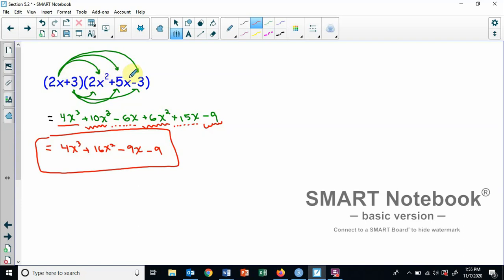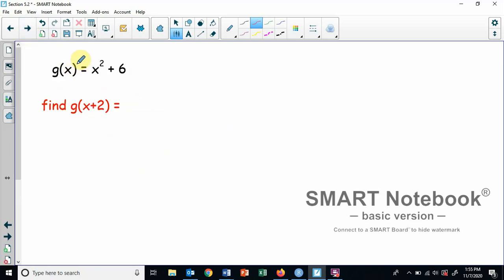Okay. Now there's one more thing I want to show you. So remember at the end of last lesson, they snuck in some function notation questions. They do that again with this material. They want you to be able to use function notation, but they want to practice your multiplying polynomials with function notation. And so they give us a function. I'll just call it g. It doesn't matter. G of x is x squared plus 6.